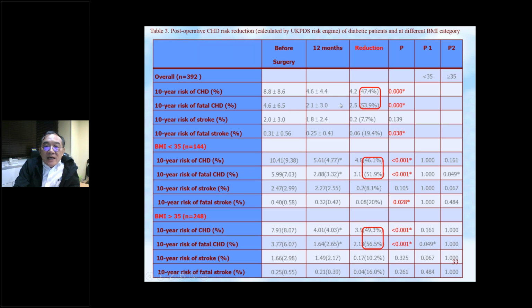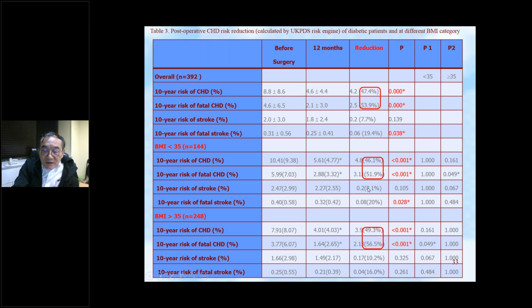Then we can see the absolute risk reduction percentage for this group of patients. Overall, there are 392 metabolic surgery patients. After 1 year of surgery, there's around a 50% reduction in coronary heart disease, as well as fatal coronary heart disease. So this really corroborates the data from bariatric surgery.